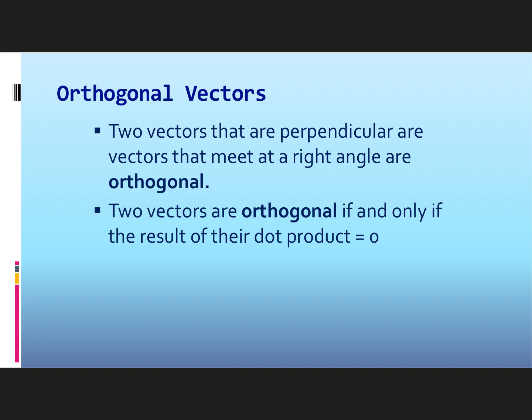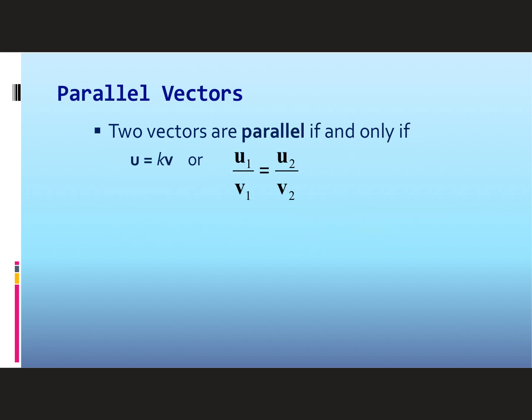The next slide just talks about two orthogonal vectors. So two vectors that are perpendicular are vectors that meet at a right angle, which are orthogonal. Two vectors are orthogonal if and only if the result of their dot product is 0. So we just said that on the last slide. But we can also have parallel vectors. So orthogonal means that they are perpendicular, they meet at a right angle. But parallel would mean that they don't intersect, that they would have the same slope.